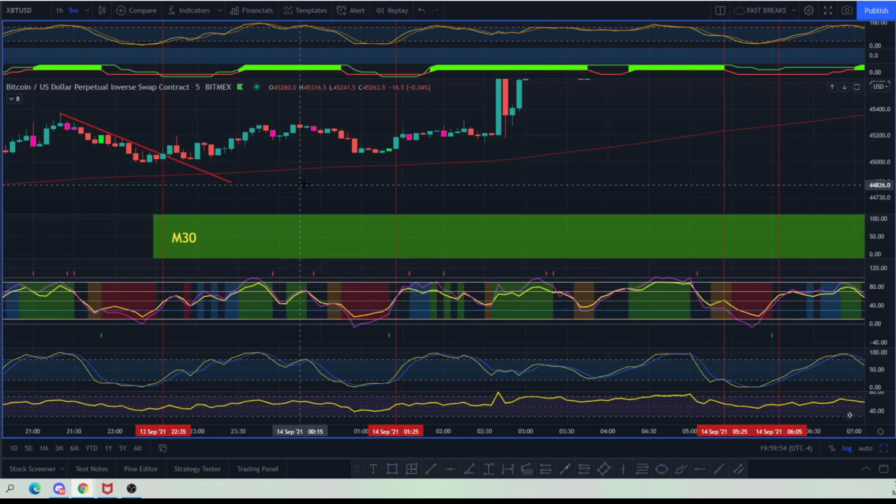Active green on a 5-minute chart, which is choppy as hell. First signal. Now, look at that. I'm breaking a trend line. Good. Okay, so this would have been a signal.